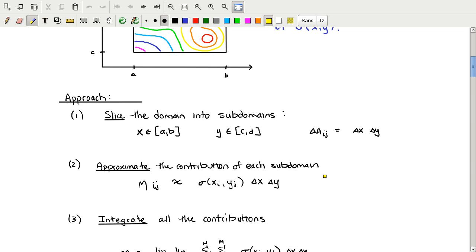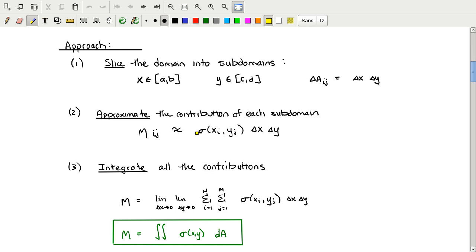Finally, we construct the integral of all these contributions. The contribution from each slice allows us now to build the double Riemann sum, the sum over all slices of the approximate contribution from each slice. And then we take a limit as delta x and delta y go to 0, that is, as the area of the slices goes to 0. And this is the long version of what we denote as the double integral. So we see that mass of a variable density plate is the double integral of density times the area element dA.